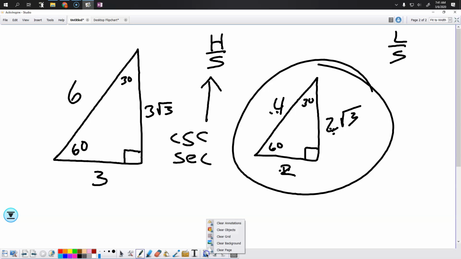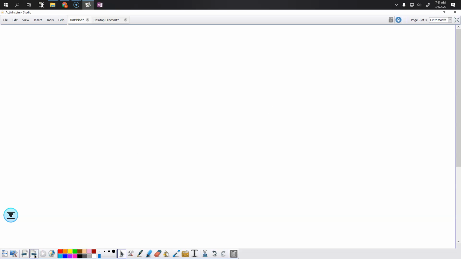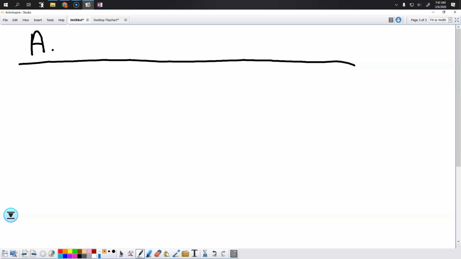All right, so that's what a trigonometric ratio is, and trigonometric ratios are kind of what everything is. It's what trig is based on. Trigonometry is completely based on these 6 things. So let's go ahead and write down what a trigonometric ratio is.